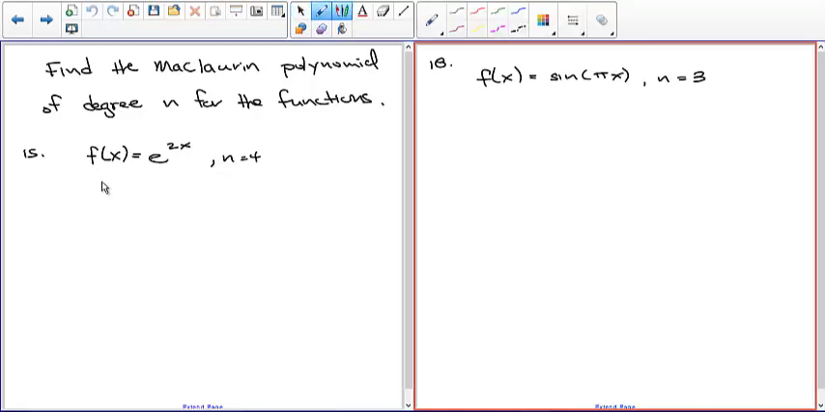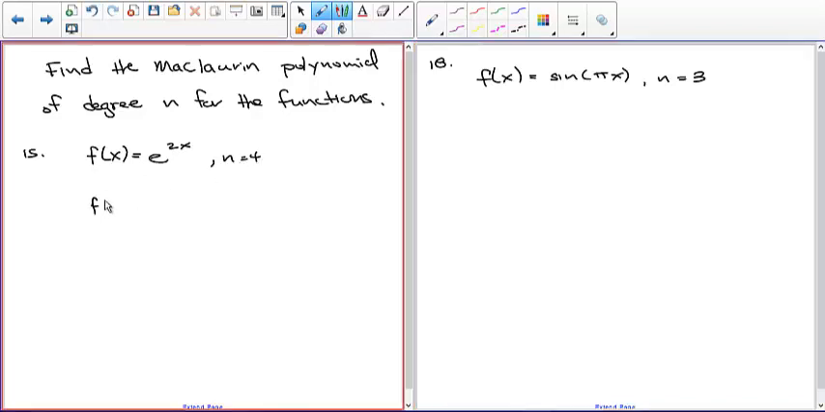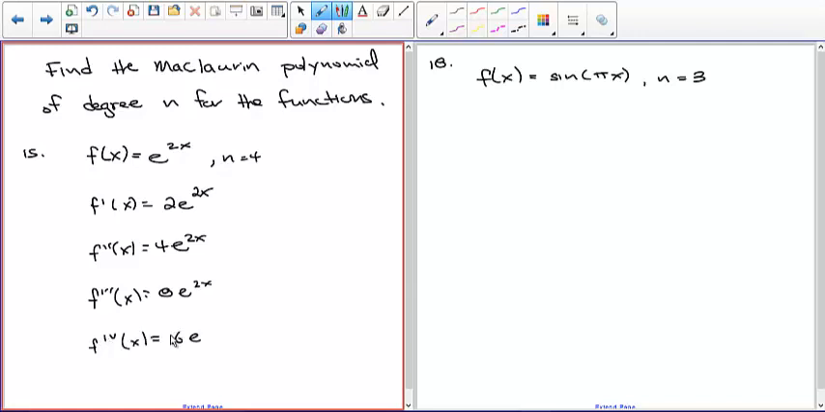So here's your function, and they want n equals 4 terms. So we're going to need probably at least 4 derivatives. We did this the other day with e to the x. The only difference is when you take the derivative of e to the 2x, you get 2e to the 2x. And if you take the second derivative, you get 4e to the 2x. If you take the third derivative, you get 8e to the 2x. And if you take the fourth derivative, you get 16e to the 2x. So every time you take a derivative, you get an extra factor of 2 because of the chain rule.